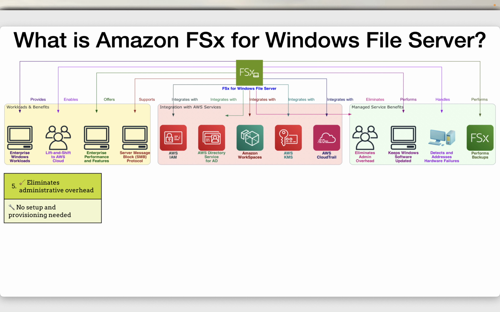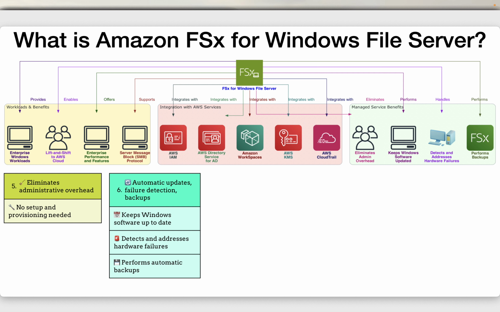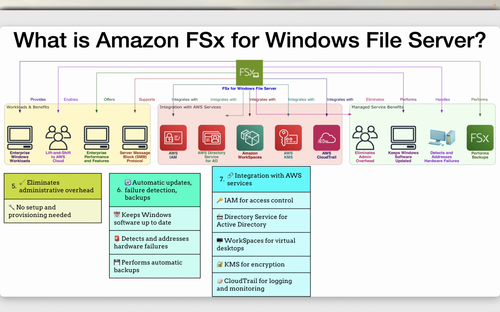As a fully managed service, FSx for Windows File Server eliminates the administrative overhead of setting up and provisioning file servers and storage volumes. Amazon FSx keeps Windows software up to date, detects and addresses hardware failures, and performs backups automatically. FSx for Windows File Server provides rich integration with other AWS services such as AWS IAM for access control, AWS Directory Service for Microsoft Active Directory, Amazon Workspaces for virtual desktops, AWS Key Management Service for encryption, and AWS CloudTrail for logging and monitoring.